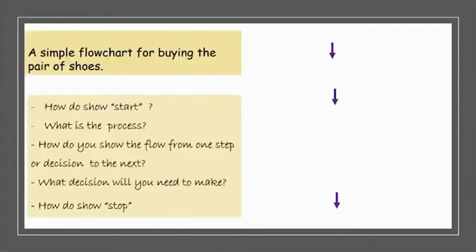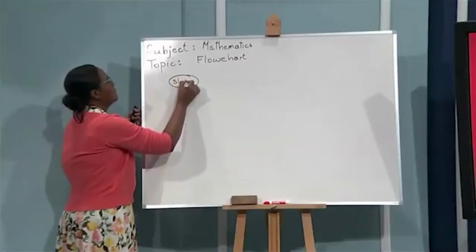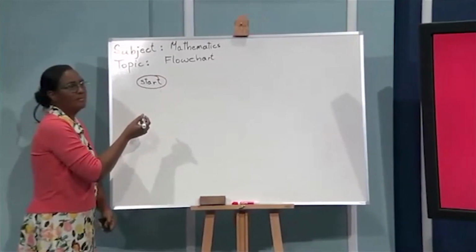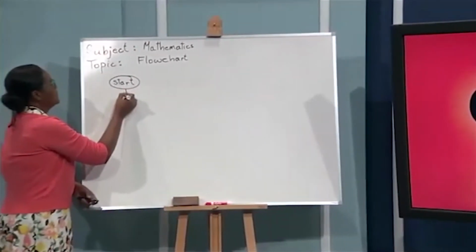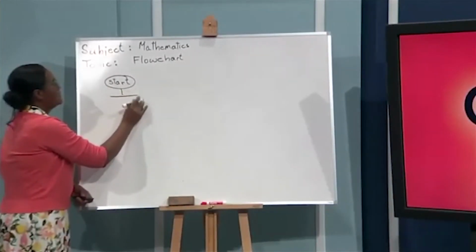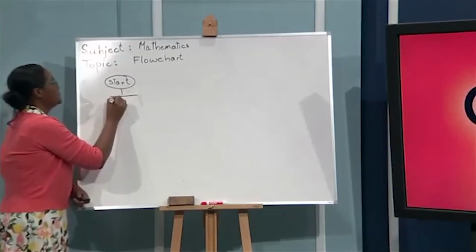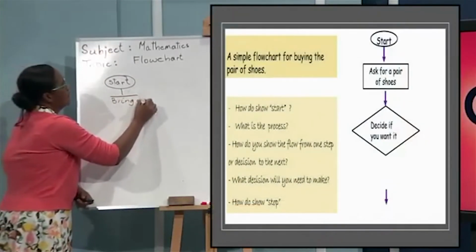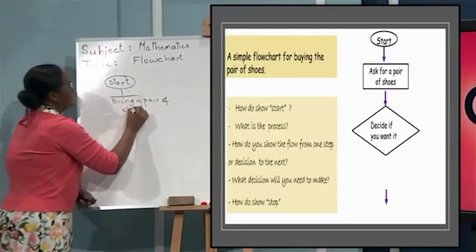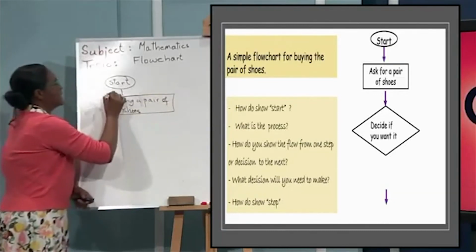All right, so let's start doing our flow chart. So we're going to do it on the board. We're going to draw our start symbol, and you write start. And then, what's the process? So you're going to ask a question. You're going to ask the attendant to bring you a pair of shoes. And this goes in the rectangle.